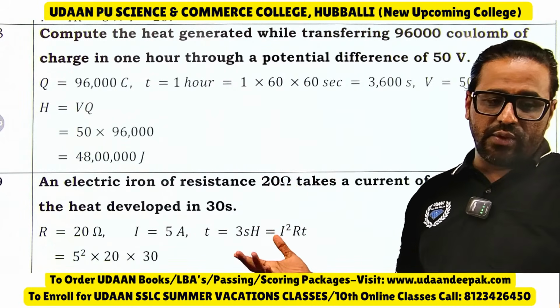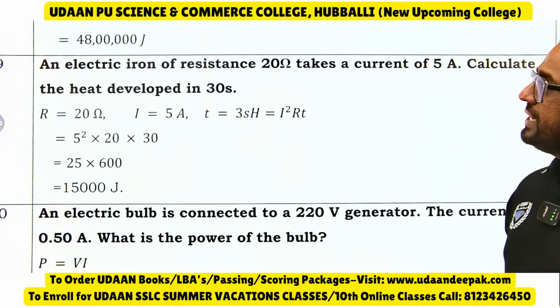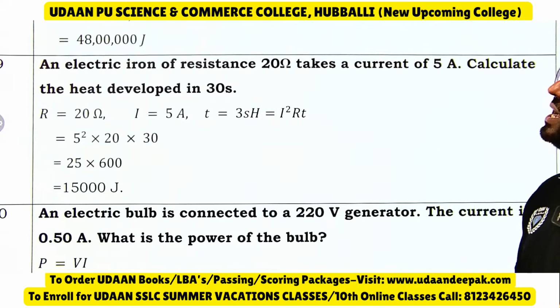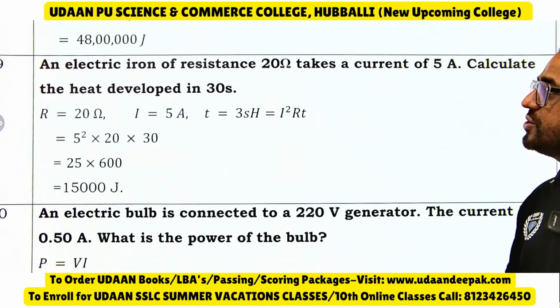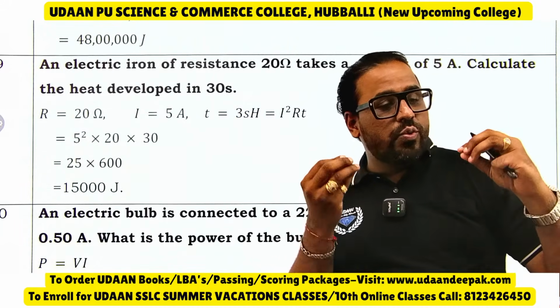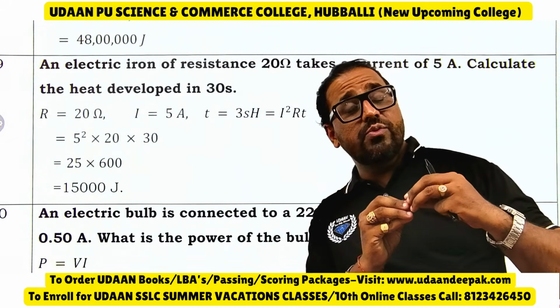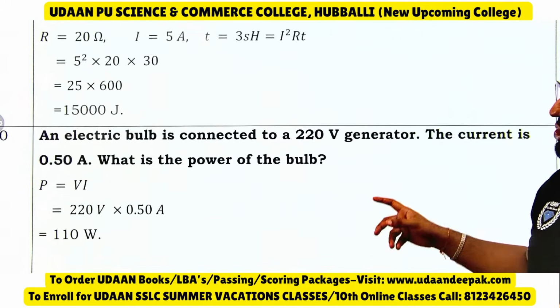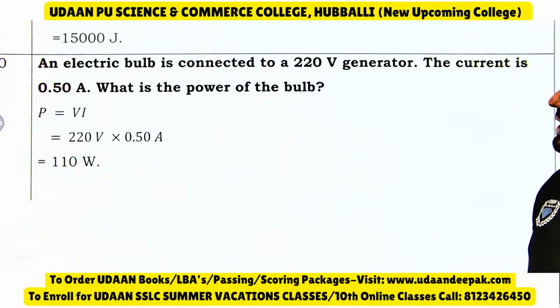Then an electric iron of resistance 20 ohm takes a current of 5 ampere. Calculate the heat developed. So heat developed, we know H is equal to I square RT. Our Joule's law of heating formula, you must use and write. So 15,000 joules. And electric bulb is connected to 220 volt generator.